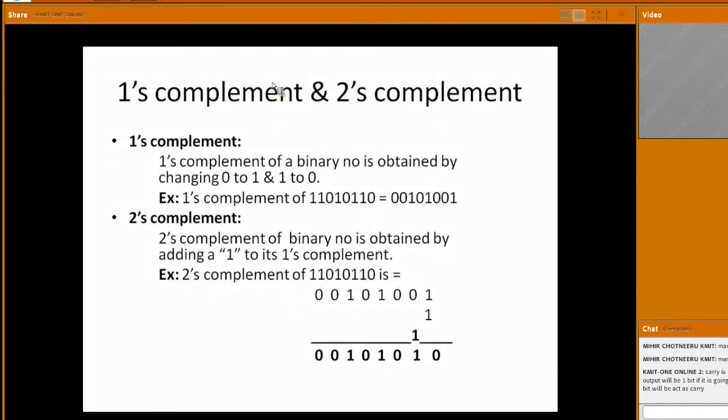complement and twos complement, you cannot go to the operation. The ones complement is just changing bits from 0 to 1. 0 is to be changed to 1. If you find 1, that should be converted to 0.